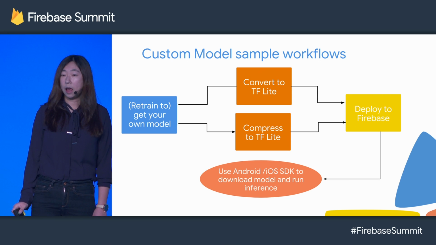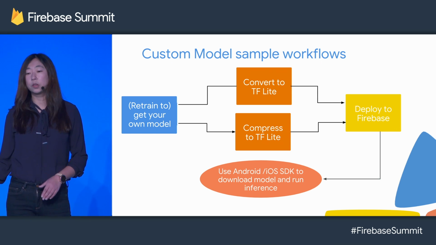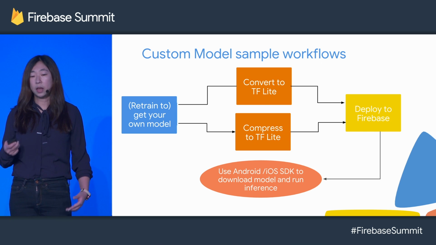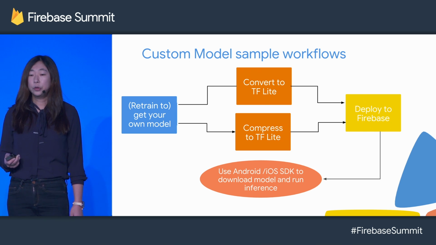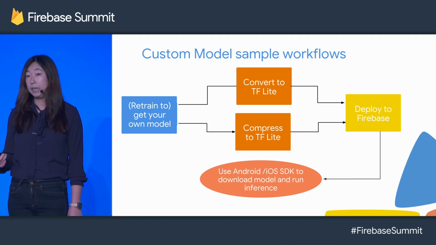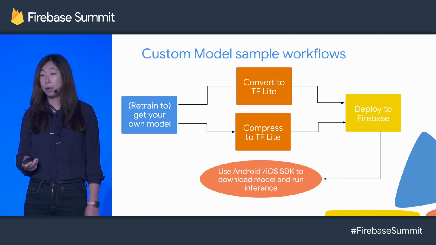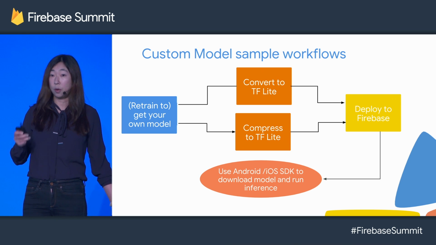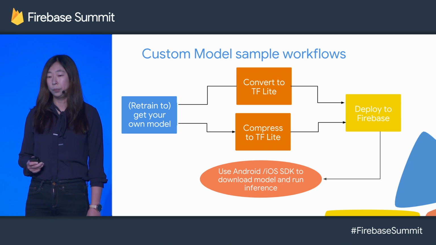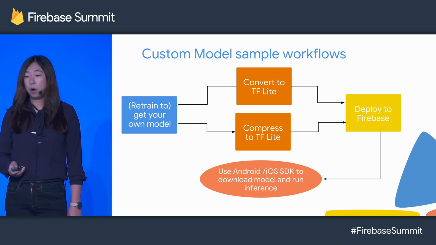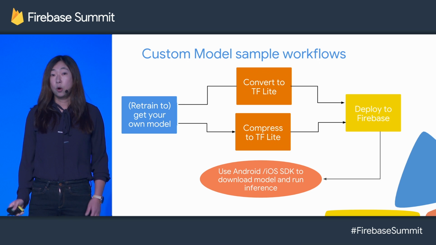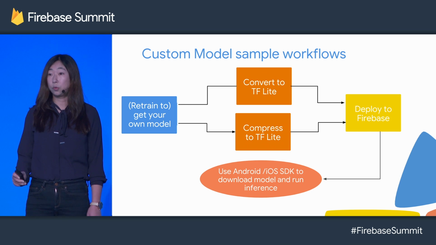Okay, now let's recap what the custom model workflow looks like. You first either train or retrain to get your own model. And then you convert your model to TensorFlow Lite, either by using the TF Lite convert script I just showed you, or you can choose to use our compression service to do the compression and conversion of your model. Once you have the TensorFlow Lite model, you can choose to deploy it to Firebase. And finally, you use our Android and iOS SDK, which can help you download the model and run inferences.